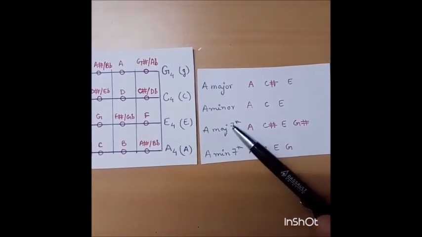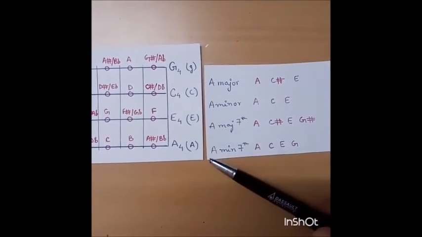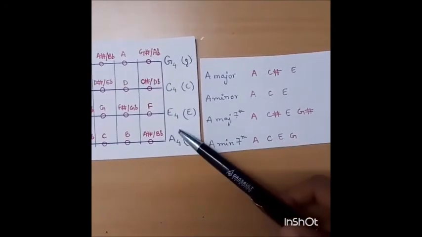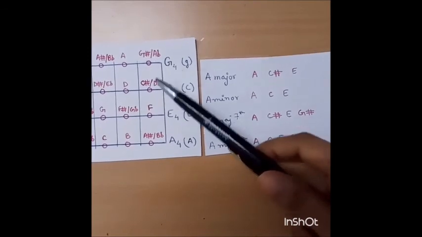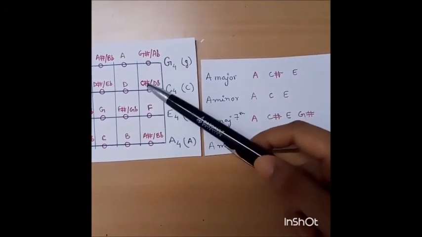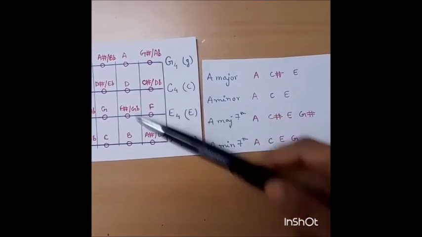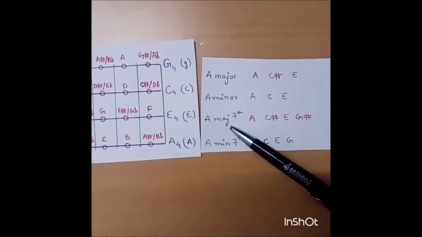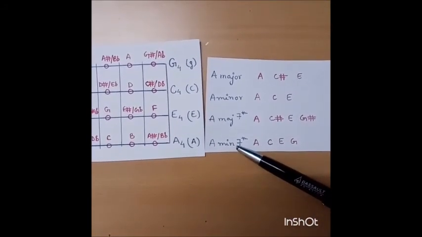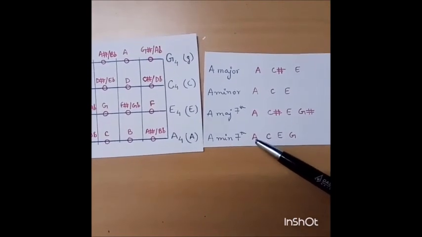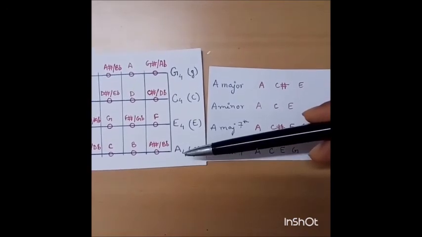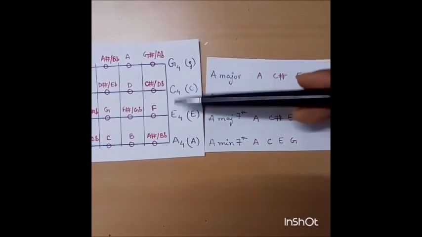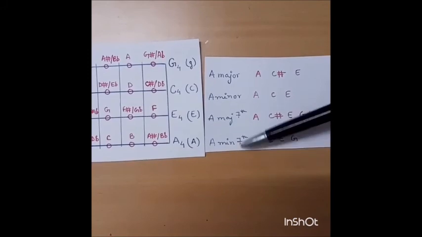Now we come to A major 7th. A major 7th has A and E on open strings and C sharp and G sharp on the first fret of the 4th string and 3rd string, hence makes the A major 7th chord. Now comes A minor 7th. A minor 7th is A, C, E and G. So you don't have to place any finger on any string, just strum the 4 strings and you have the A minor 7th chord. So that's it for this video.